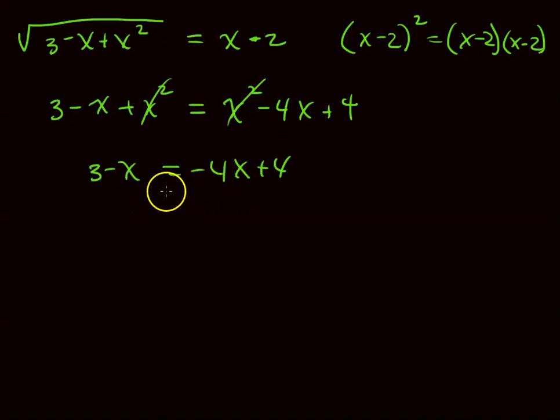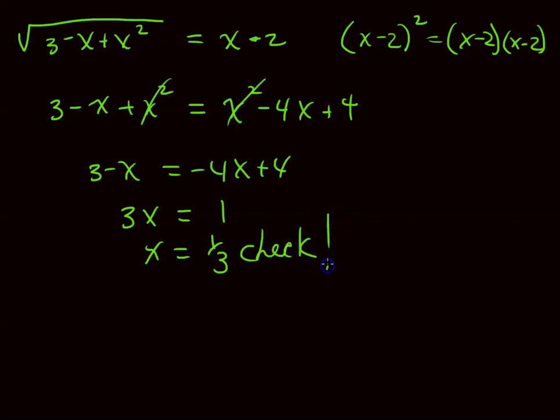I'm going to add 4x to this side, so now with that negative x, it's 3x. Subtract 3, and I get a 1. So x is equal to 1/3. So are we done? No. You've got to check it. You don't know if squaring both sides has introduced this as an extraneous root.